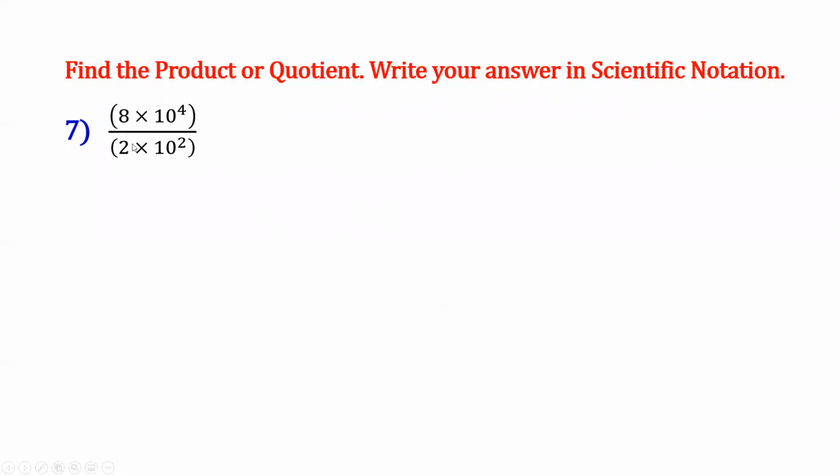Same idea as the multiplication. You're going to break it up into 2 different problems. You're going to begin by looking at the numbers. And this is pretty easy. 8 divided by 2, well, that gives me 4. You're then going to bring down your multiplication sign. And now we're going to take care of the other problem.